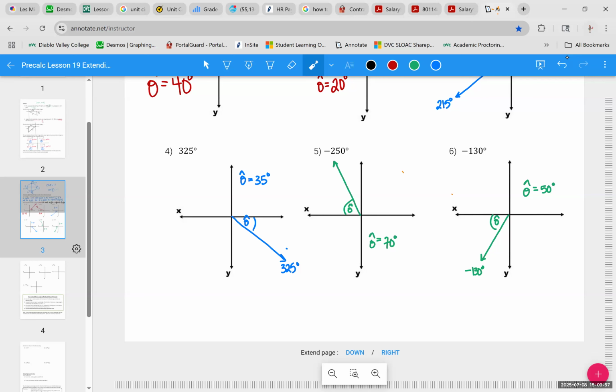Okay, and then last but not least, negative 130 would land me over here in the 3rd quadrant. Reference angle would be here. The difference between the 130 and the 180 is 50. So that would be its reference angle.